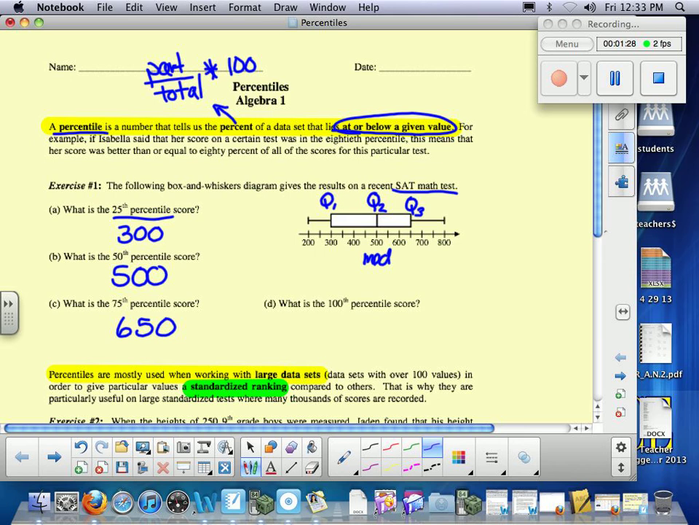What's 100th percentile? That's the maximum. It is the maximum. Yes, it's 800. Every kid scored an 800 or below on that portion of the math test. So 100% of the kids scored 800 or less. So that's a kind of a quick connection to what we've done with box and whisker plots.